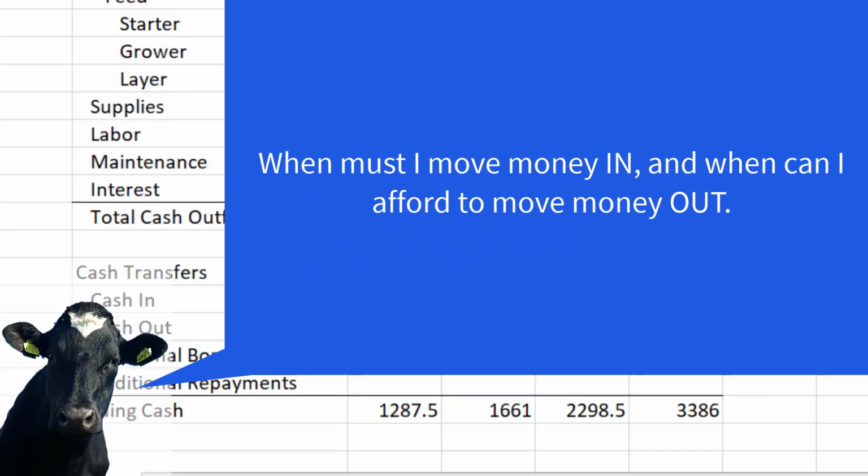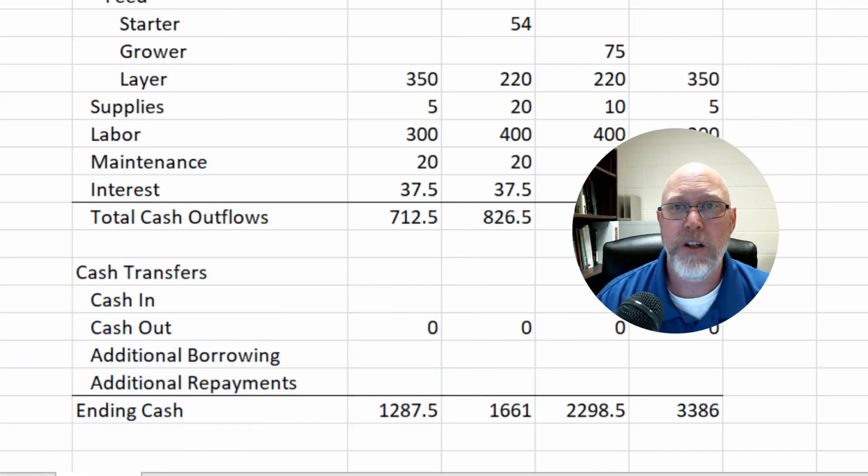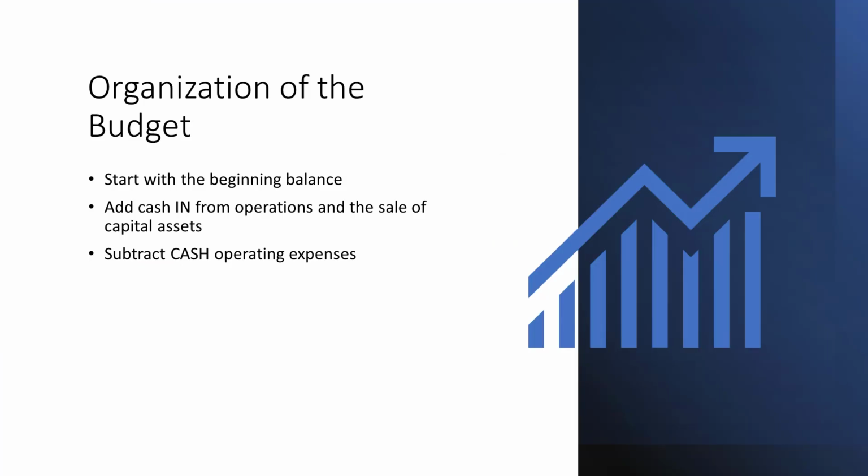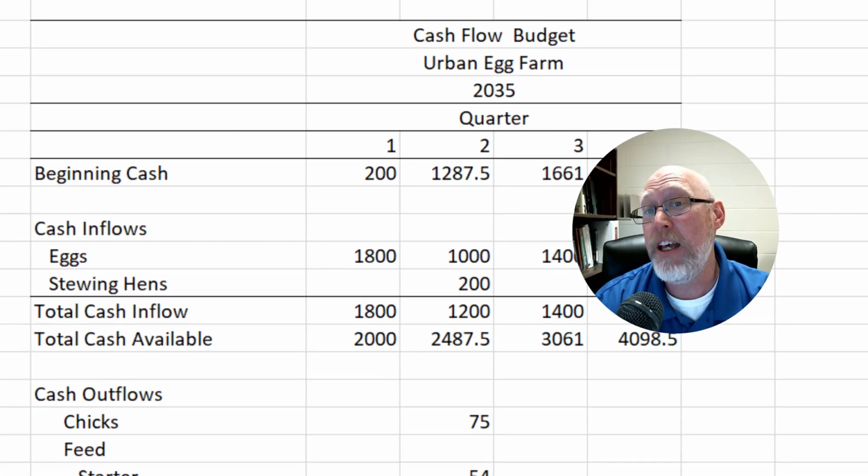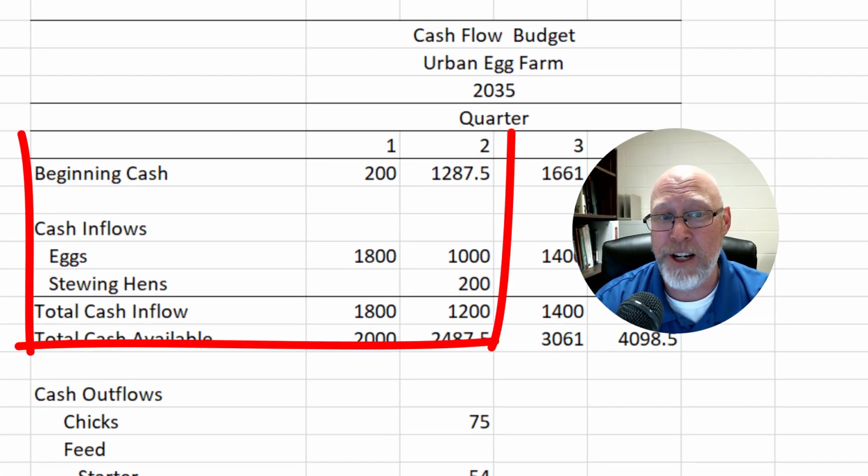The cash flow budget also gives you a clue as to when you can take your profit from the business and take it into your household to cover your household expenses. Okay, the organization of the cash flow budget: you always start with a beginning balance, and then you add cash in from operations and the sale of capital assets, and then you subtract your cash operating expenses.